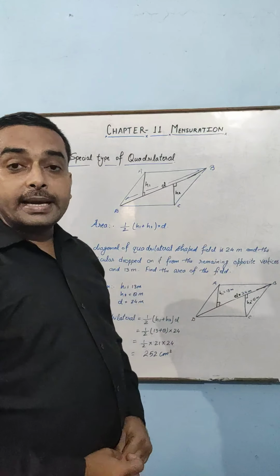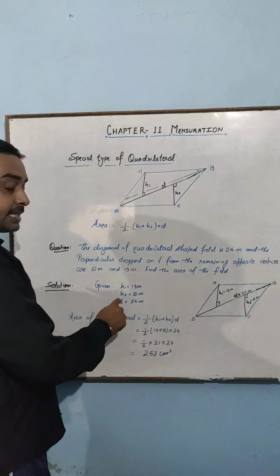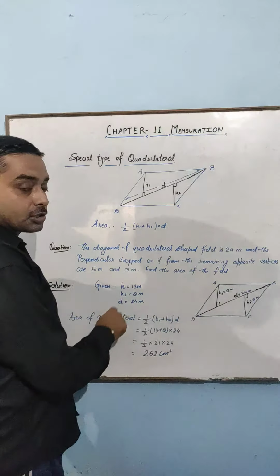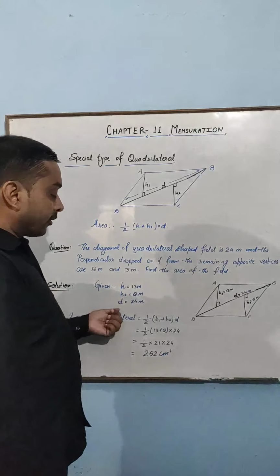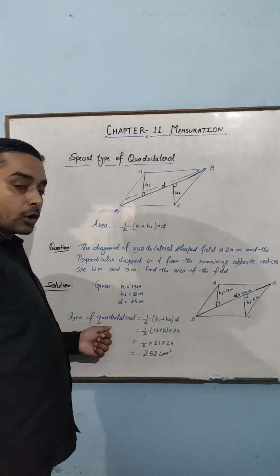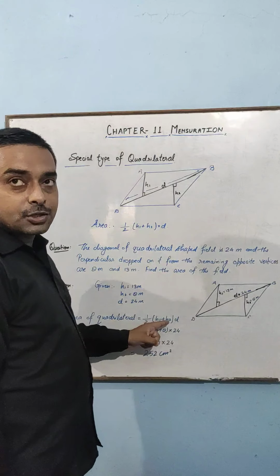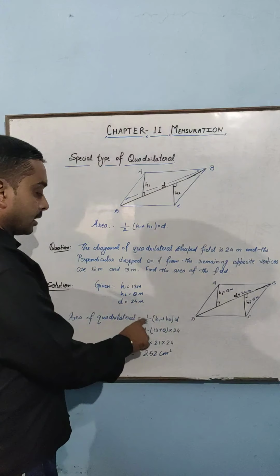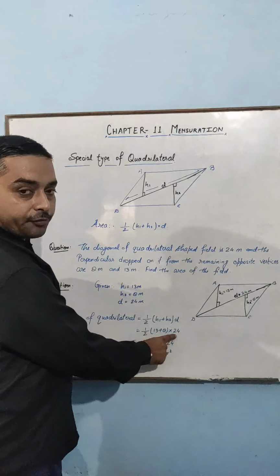Hence, we know the formula to find the area of the quadrilateral. Let's see the solution. The given heights are h1 equals 13 meter, h2 equals 8 meter, and the length of the diagonal D is 24 meter. So the area of the quadrilateral is 1 by 2 (h1 plus h2) into D. That is 1 by 2, h1 is 13, h2 is 8 and the diagonal D is 24.